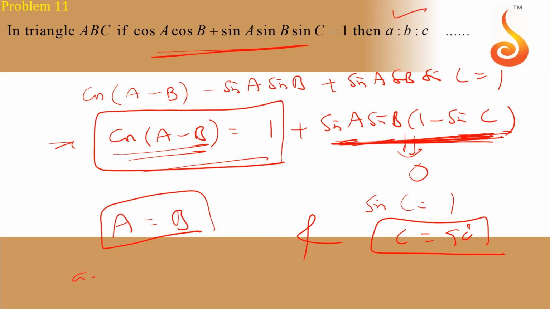Okay, what do I want? A is to B is to C, which is sin A is to sin B is to sin C. So when C is 90, A and B are equal, what will be those values? 45 degrees. So you got the angles A as 45, B as 45 and C as 90 degrees. Substitute and you will get the answer.